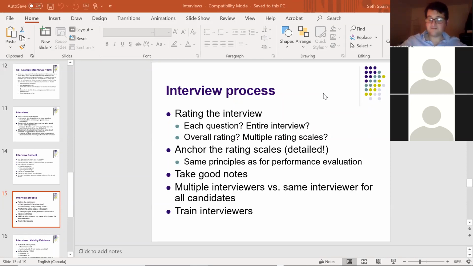Depending on the circumstances, if you get permission from the interviewees, recording the interview can be totally appropriate. You also need to make some decisions. In general, I think most interviews are done one-on-one, so there's one interviewer and one interviewee.